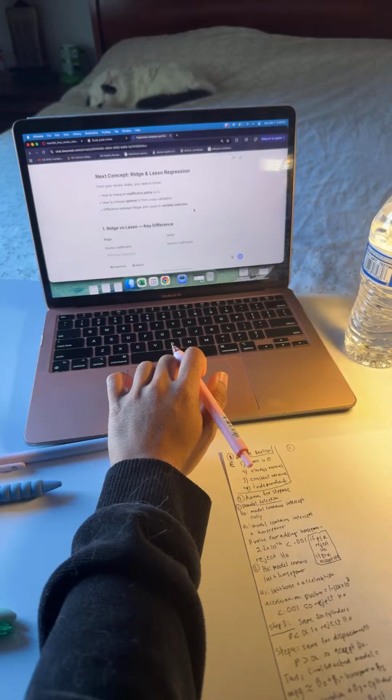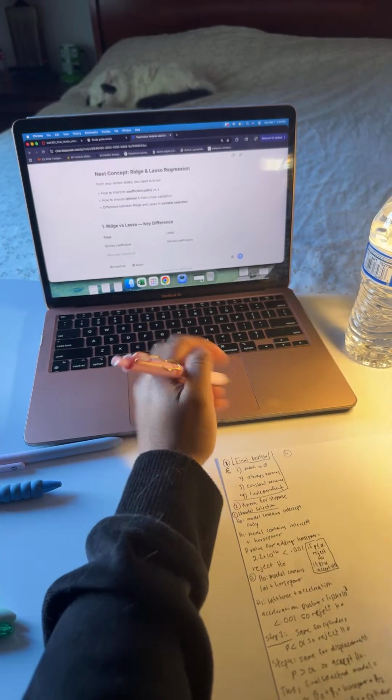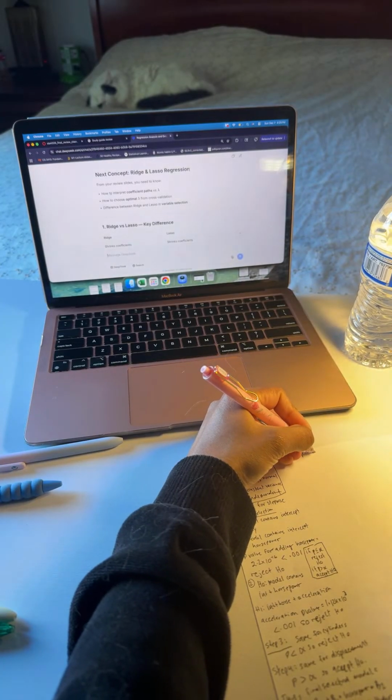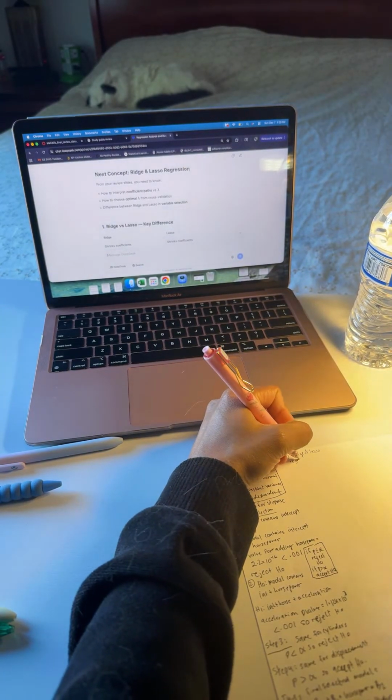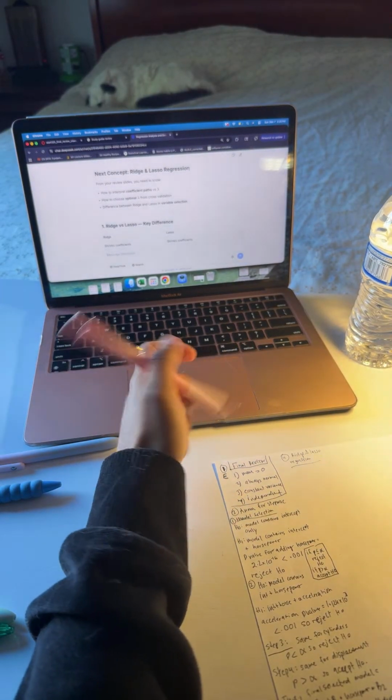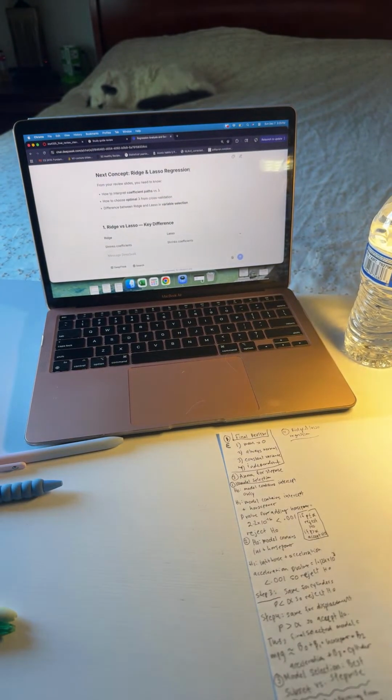So, next concept, ridge and lasso regression. Okay, so how to interpret the coefficients? I'm getting anxious again, bro, because everything is new.